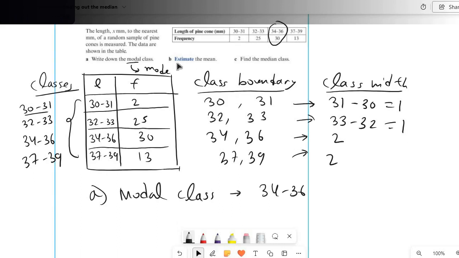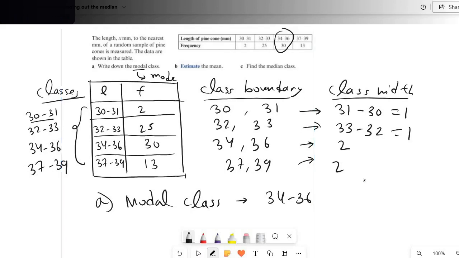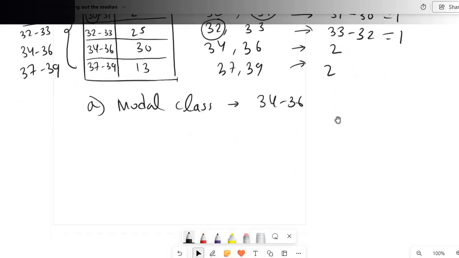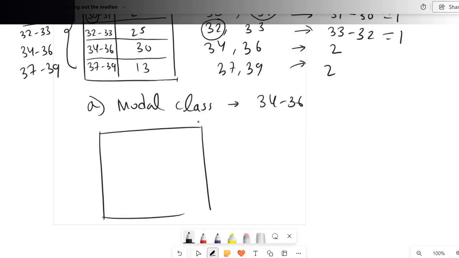For part B, we have to estimate the mean. Now, if you look at the table, you're going to see that the classes are not connected. What it means is that the class boundaries are not the same, meaning the highest is not the same as the lowest of the next one. So this means that we have to connect all of the class boundaries. And how we do that is by establishing another table. So we will redraw the table again like this.